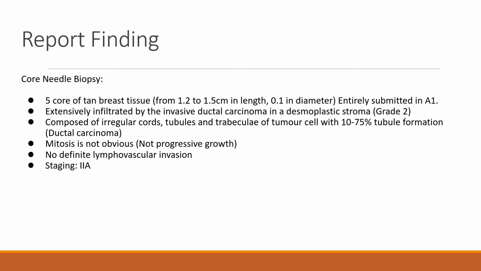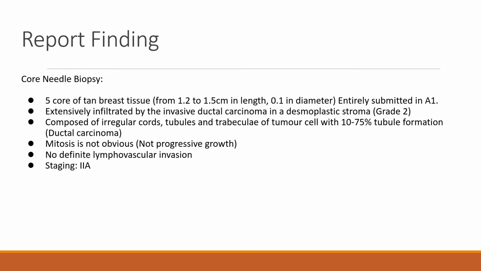From the report findings of the pathology report, the core needle biopsy gets the specimen from the right breast lump in the direction of 10 o'clock, 5 cores, 10 soft tissue, which measure from 1.2 cm to 1.5 cm in length. 0.1 cm diameter is the entire specimen in A1. According to the breast pathology grossing guidelines, A1 stands for the base of the nipple in a superb cassette.